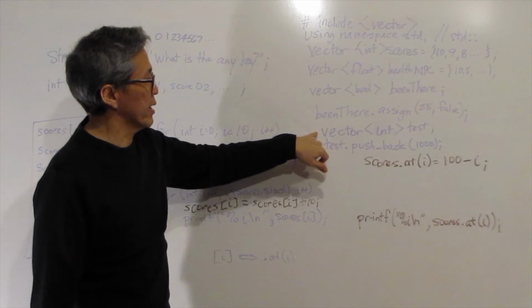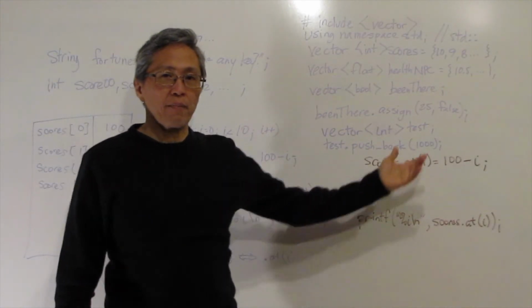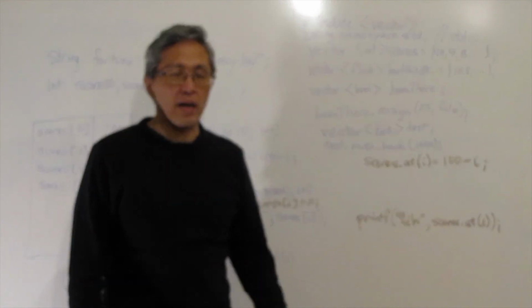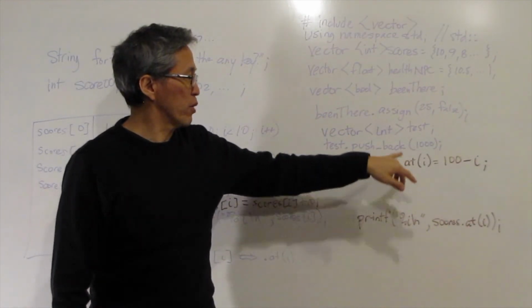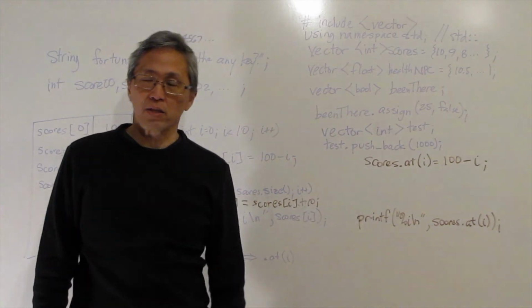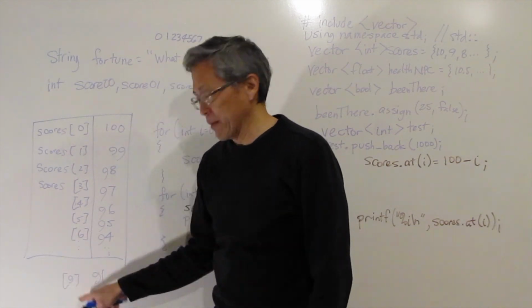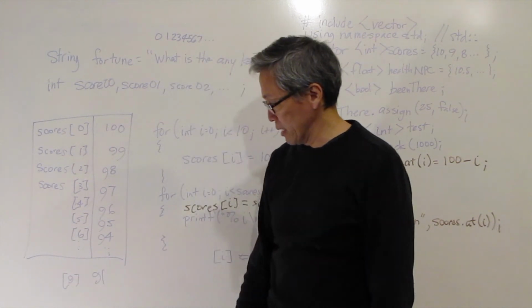Now, if I did scores.push_back with something else, it would make the vector bigger, and it would put the value that I have inside my parentheses at the end. So if I did a push_back on the scores, it would stick the next one here and make the size of it actually a little bigger.